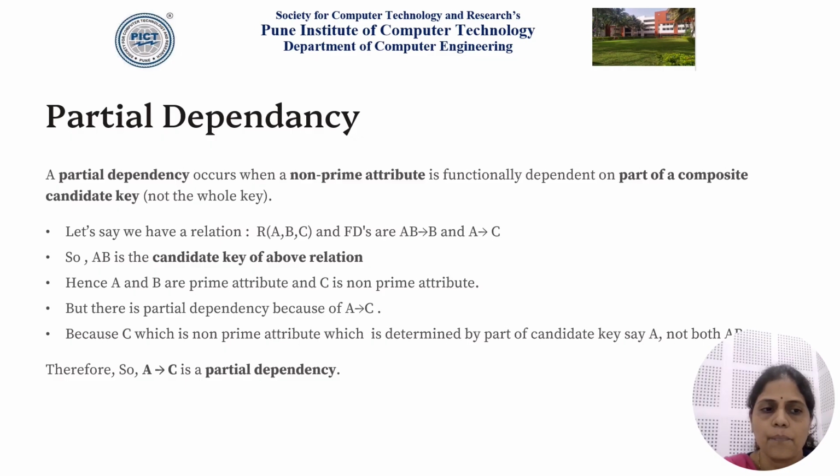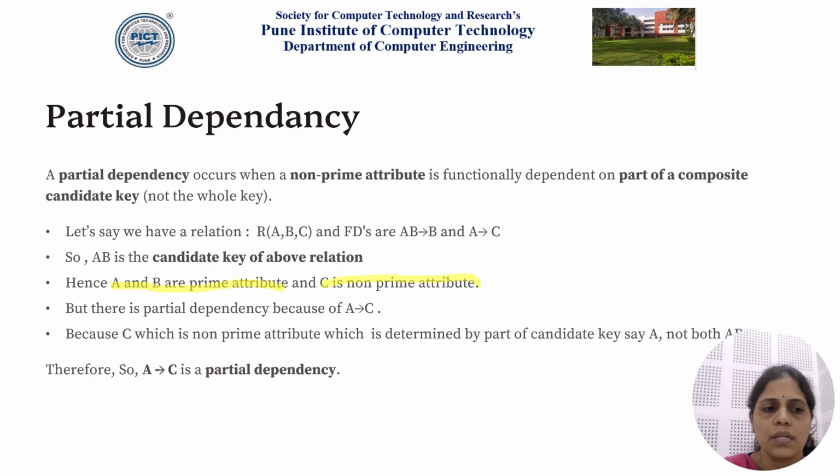Let us say, for example, I have a relation R which has three attributes A, B, C, and the functional dependencies present are AB arrow B and A arrow C. So here AB is a candidate key because AB identifies all other attributes of the relation. So AB is a candidate key of the above relation. In turn, A and B become prime attributes and C becomes my non-prime attribute.